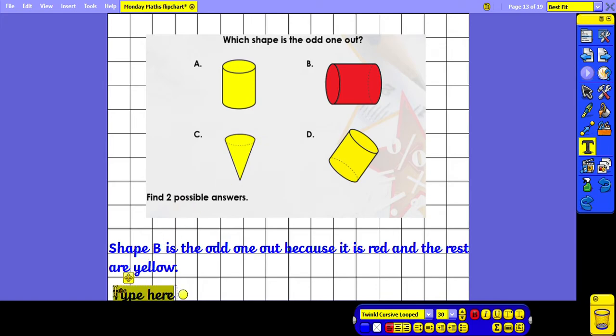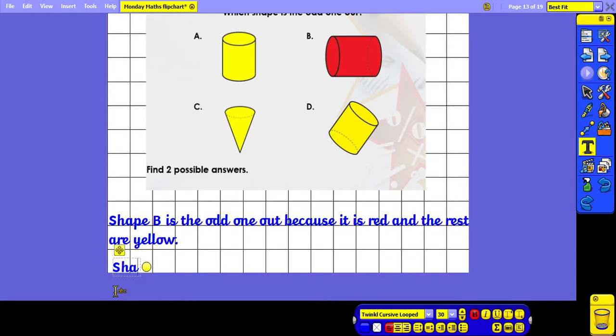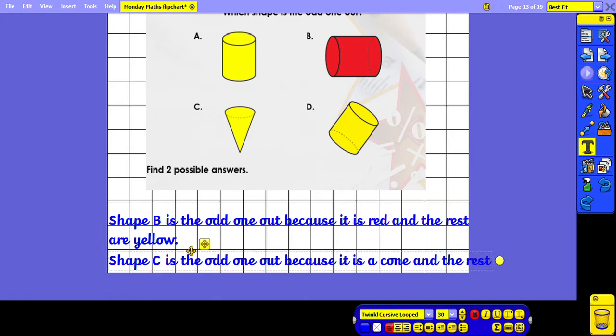So I could write for my second answer, shape C is the odd one out because it is a cone and the rest are cylinders.